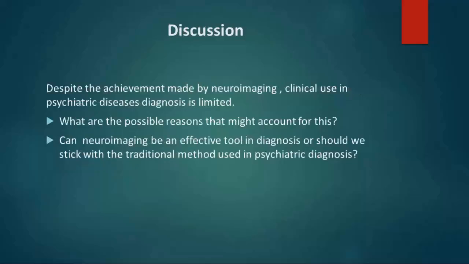These are a few questions I would like you to consider. Despite the achievements made by neuroimaging, clinical use in psychiatric disease diagnosis is limited. So the question is, what are the possible reasons that might account for this? Can neuroimaging be an effective tool in diagnosis, or should we stick with the traditional methods used in psychiatric diagnosis? This is an important question we should deliberate on as mental health professionals, and weigh the benefits and disadvantages of using neuroimaging in patient diagnosis.